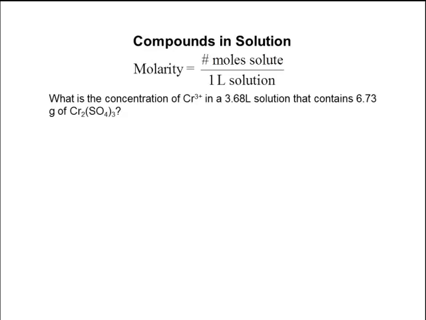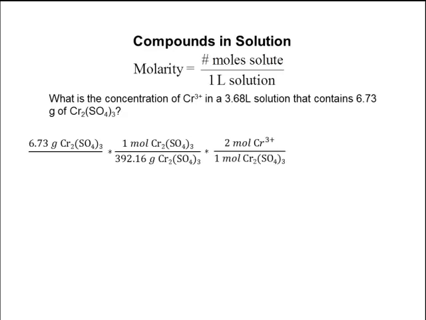All right, let's look at another example. Let's say I want to determine the concentration of Cr3+ in a 3.68 liter solution that contains 6.73 grams of chromium 3 sulfate. All right, so I need my moles of solute. My solute in this case that I'm concerned with is chromium 3+. I'm going to start with my 6.73 grams of chromium 3 sulfate. Use a molar mass of that, convert to moles. Convert from my moles of chromium 3 sulfate to just moles of chromium 3+. And that gives me the 3.43 times 10 to the negative 2 moles of chromium 3+.